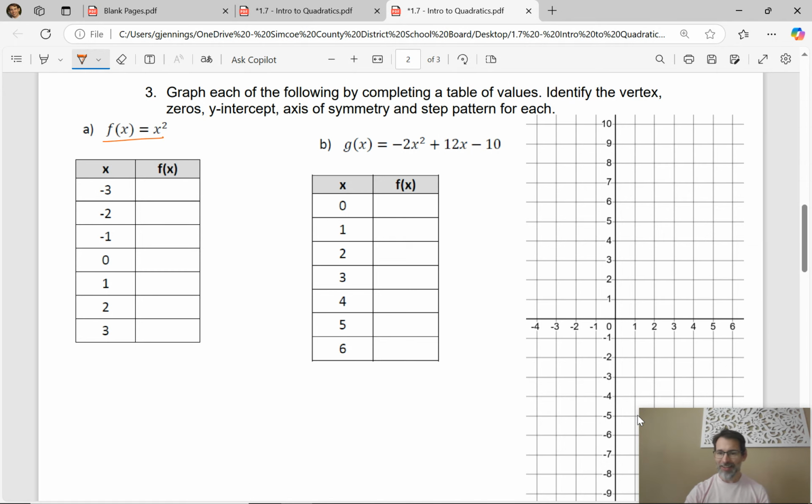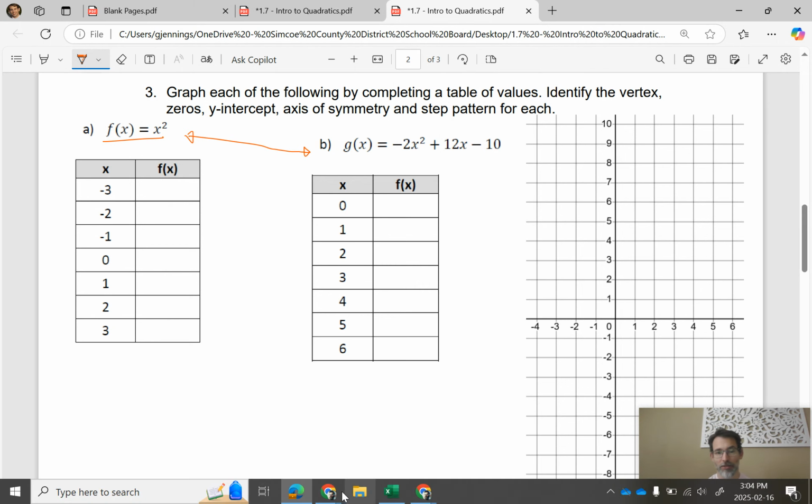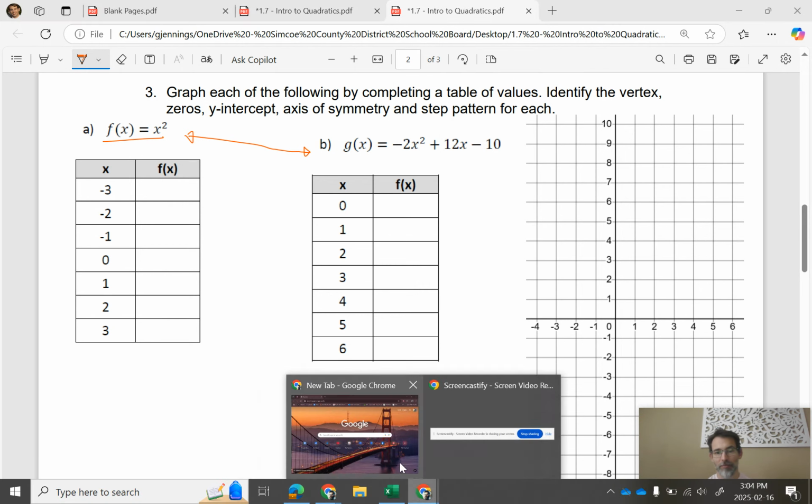I'm going to ask your faithful supply teacher to pause the video, and then you can fill in your tables of values for f of x is x squared and g of x is negative 2x squared plus 12x minus 10. And then when you resume the video, I will have mine done as well. So I'm going to pause my video, do these, and you're going to do them.